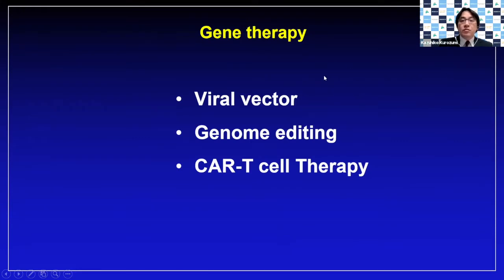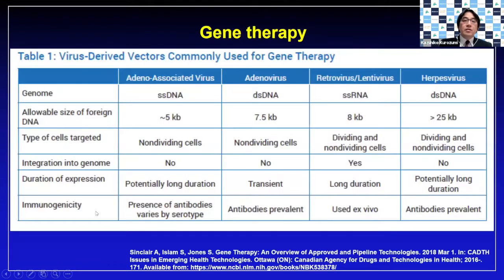So now for gene therapy, there are several methods: viral vectors, gene editing, and recently CAR T cell therapy. I have no time to talk about all of this, so I'm going to talk about viral vectors. There are several viral vectors: adeno-associated virus, adenovirus, retrovirus or lentivirus, and herpes virus. Each has advantages and disadvantages.